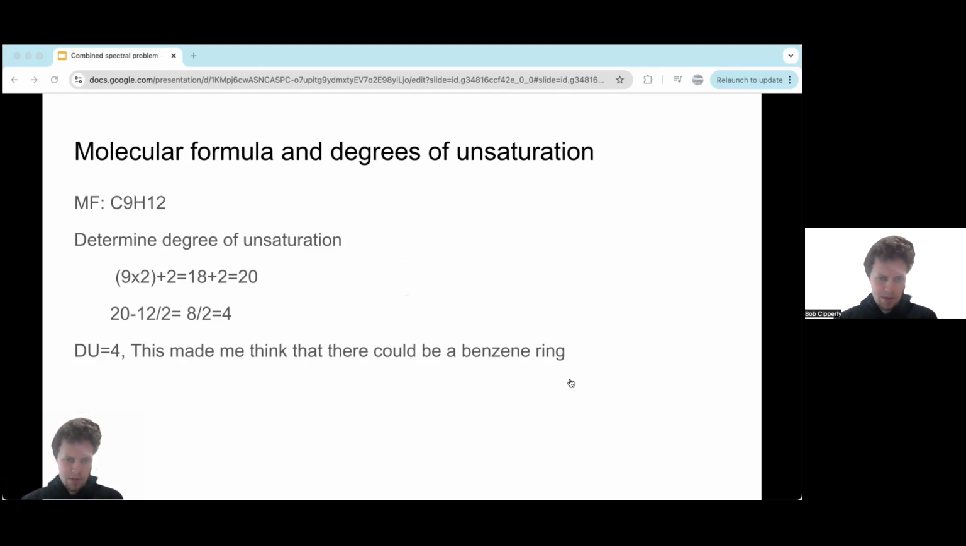With 2 added to it is 20. I then took the number 20 and I subtracted the number of hydrogens from that. So 20 minus 12. That gave me a number of 8. And then you divide that by 2, and your degree of unsaturation is 4. So because of that, it made me think that I likely have a benzene ring in this compound.